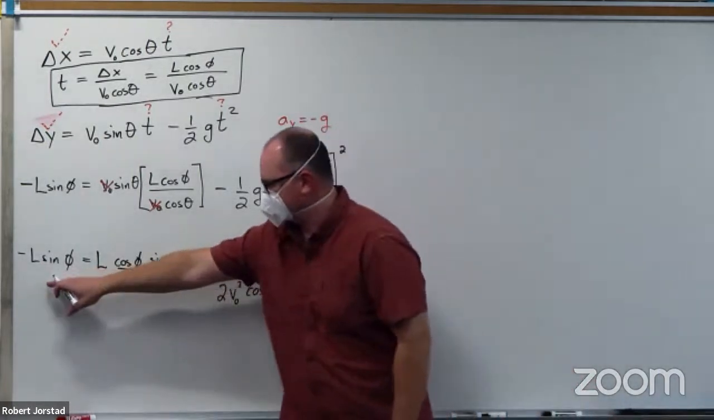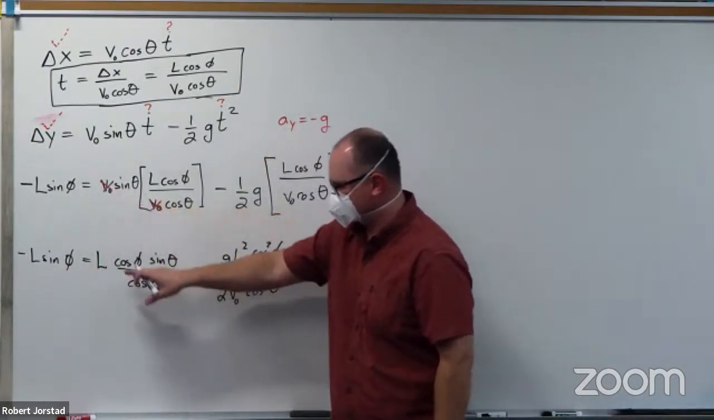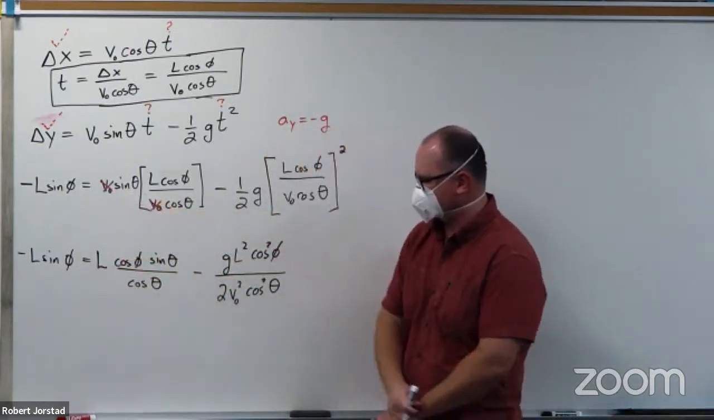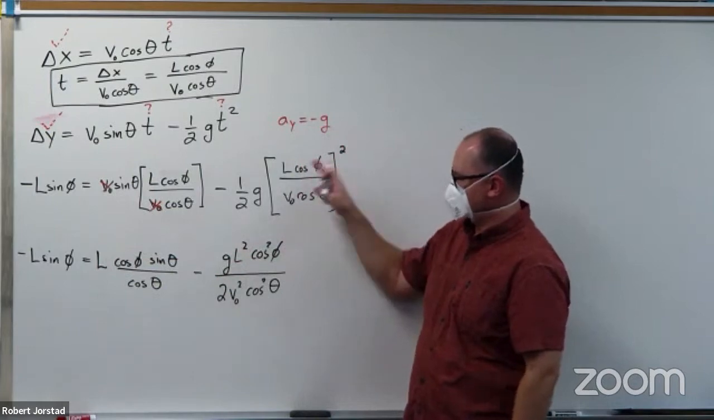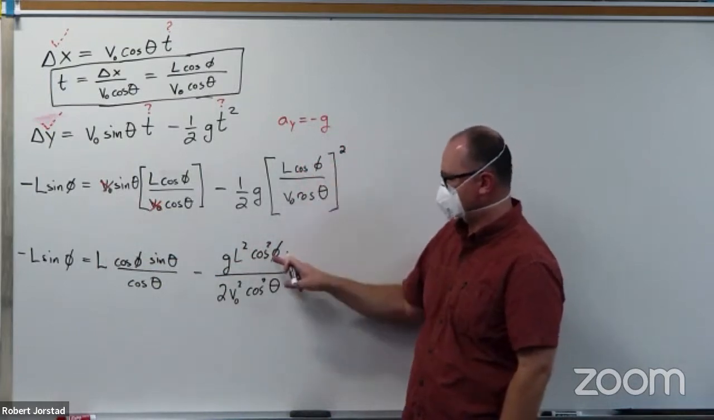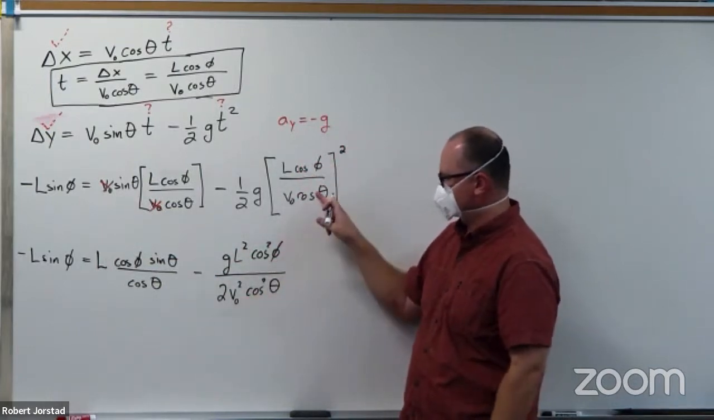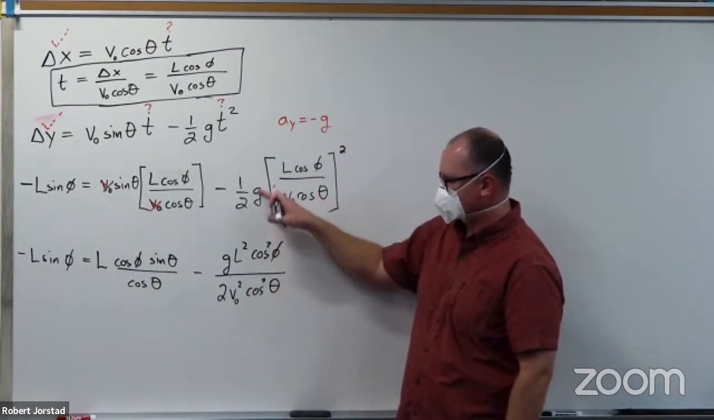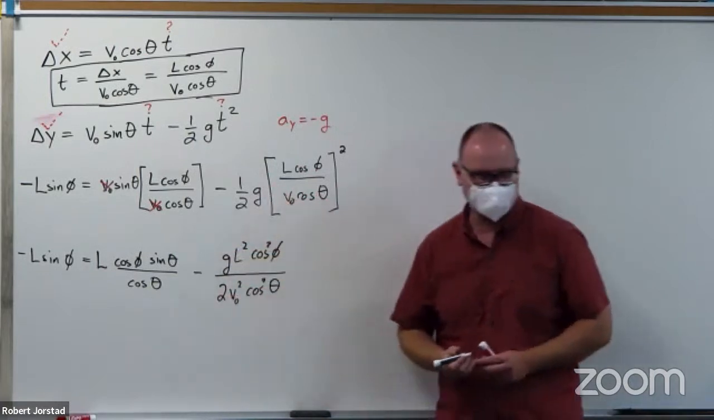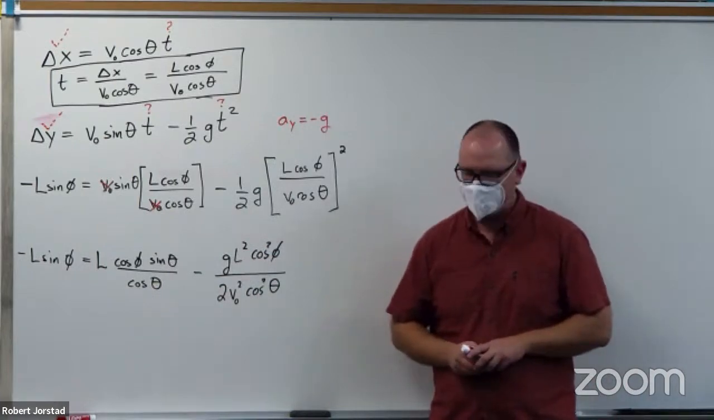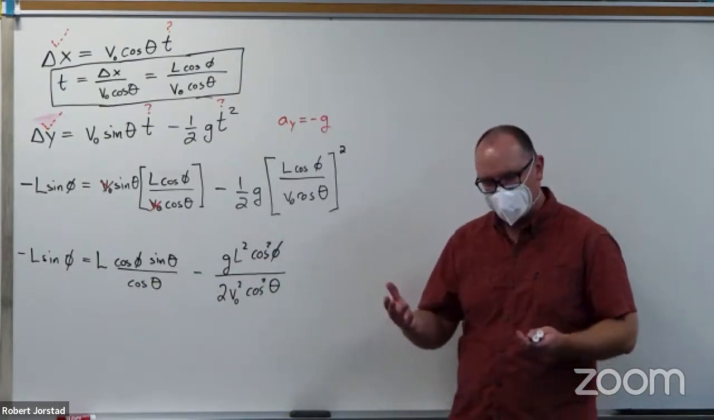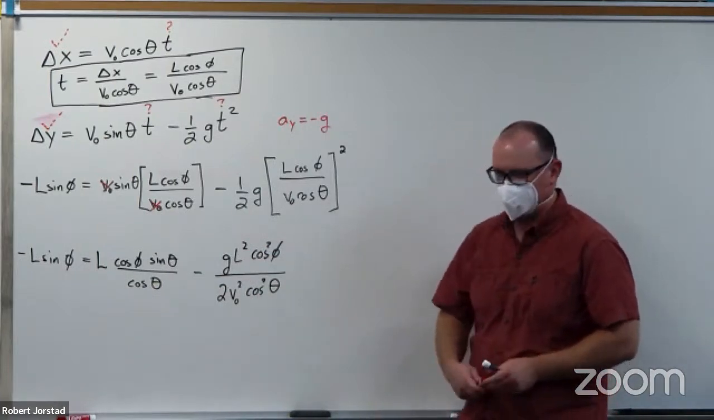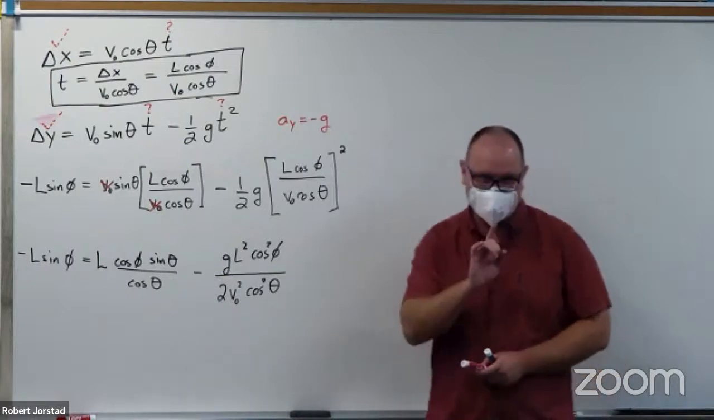This term I didn't do anything to. This one I basically canceled the V naught and brought the L out to the front. This one I squared every term inside: L squared, cos phi squared, V naught squared, cos theta squared. Still have a G over 2. So far so good? Now one of the L's drops out. Agreed?